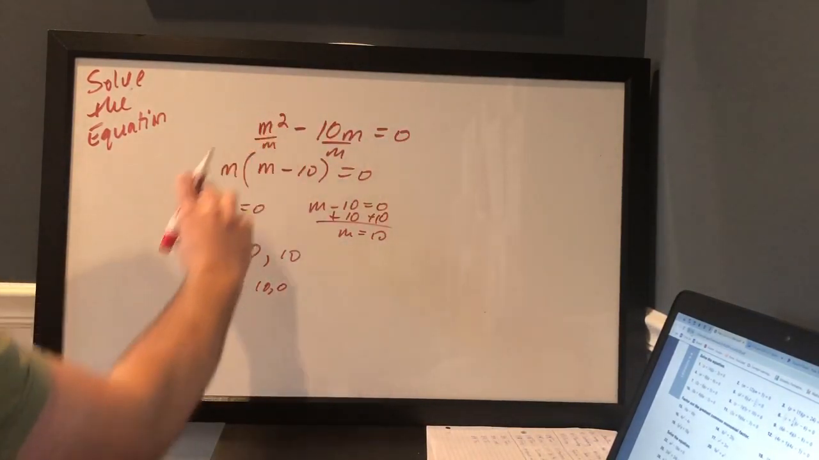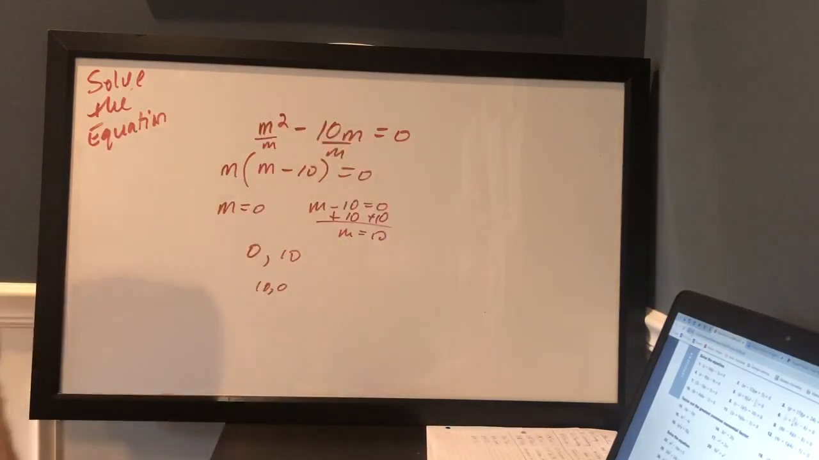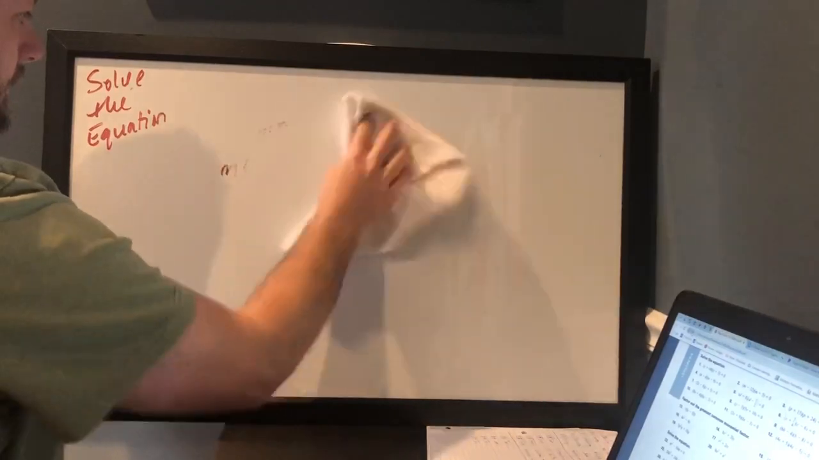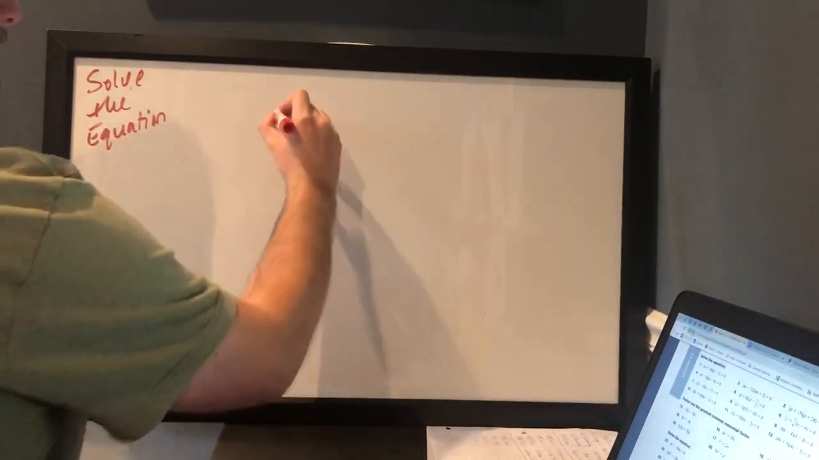So when you get to this, you're trying to find the two values for the variables that make the statement true. All right, here we go. Let's look at another one together. Again, guys, when we're doing these, pause the video and try some of these, okay?